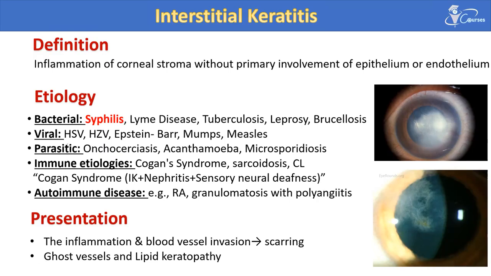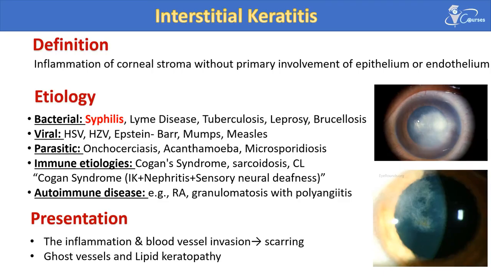Also, autoimmune diseases can result in interstitial keratitis, such as rheumatoid arthritis and granulomatosis with polyangiitis. This is the new name for the formerly called Wegener granulomatosis. So what will be the presentation? As I told you, those patients have primary stromal inflammation. This inflammation will invite vascularization, so there will be blood vessel invasion.